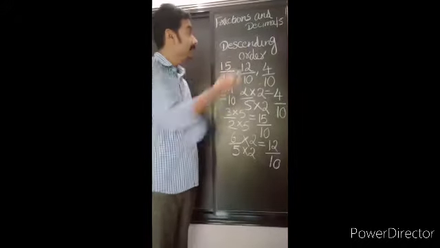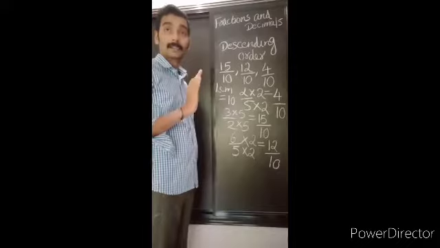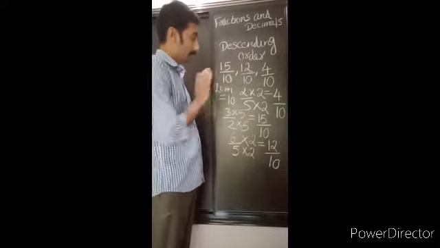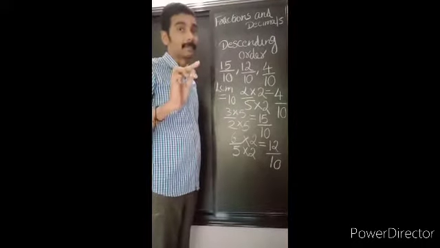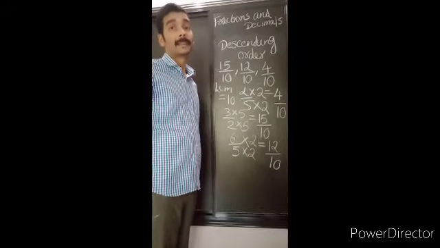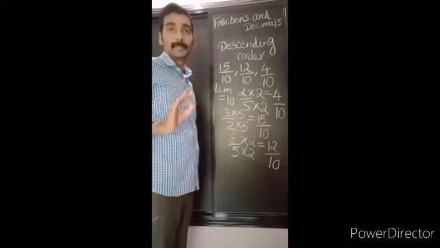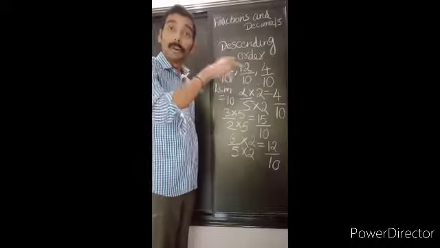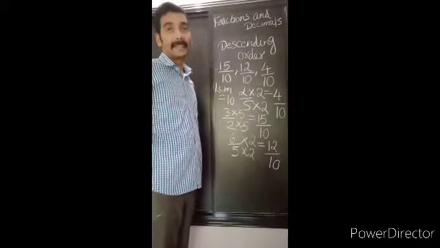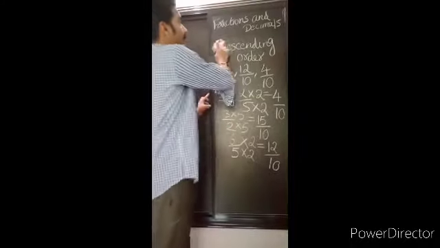Sometimes the question may change to ascending order. Ascending order is the same as the numbers, but the difference is ascending order means smallest to largest. Small changes, smallest to greatest, that is ascending order. Okay.